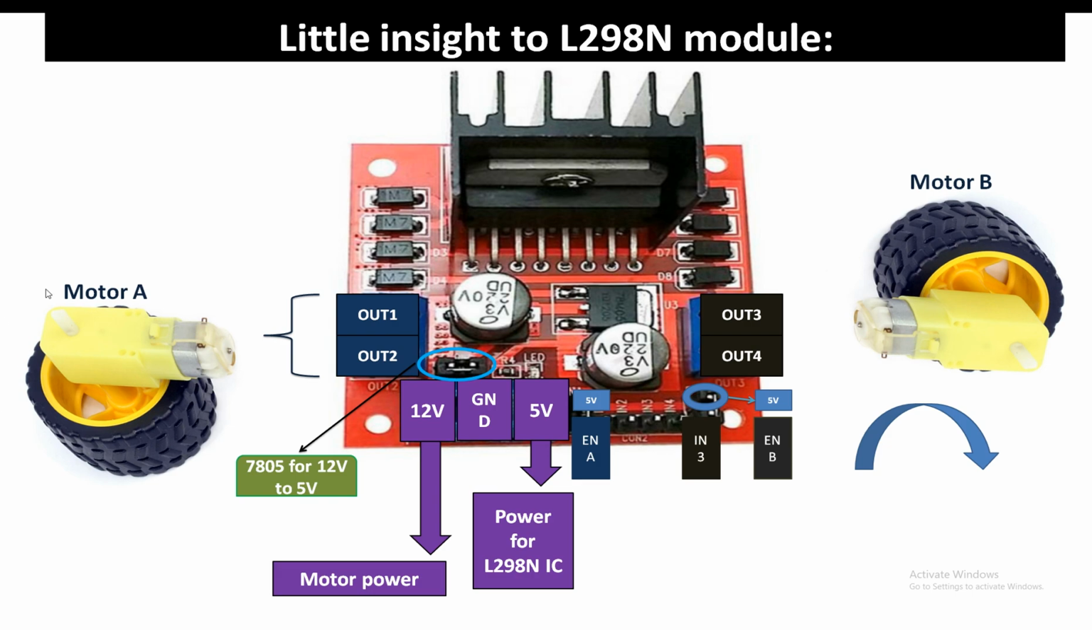Usually these TT motors work well at 8 to 10 volt, and the maximum I suggest is 12 volt. Then you can use this. If you are using some other type of motor that requires like 24 volt, then avoid using this jumper. Then you have to give 5 volt through this terminal.